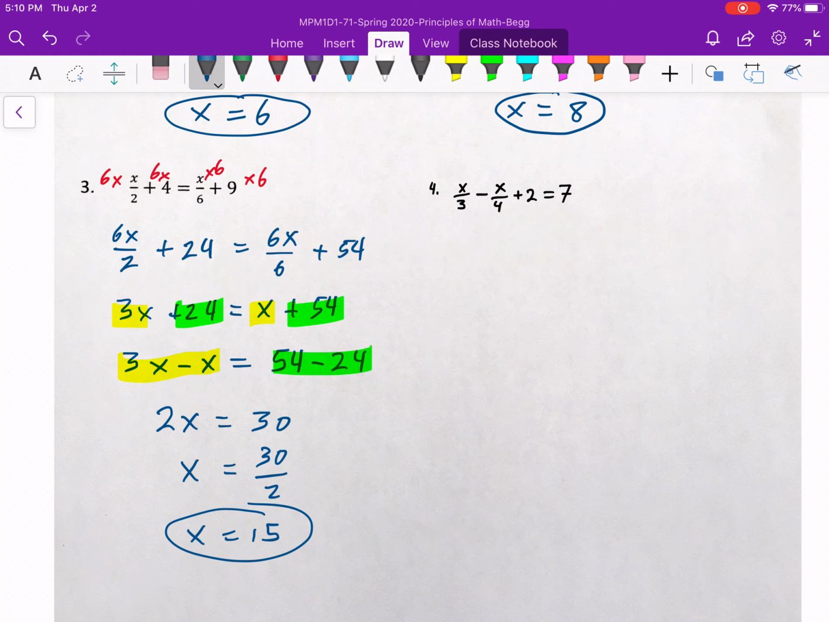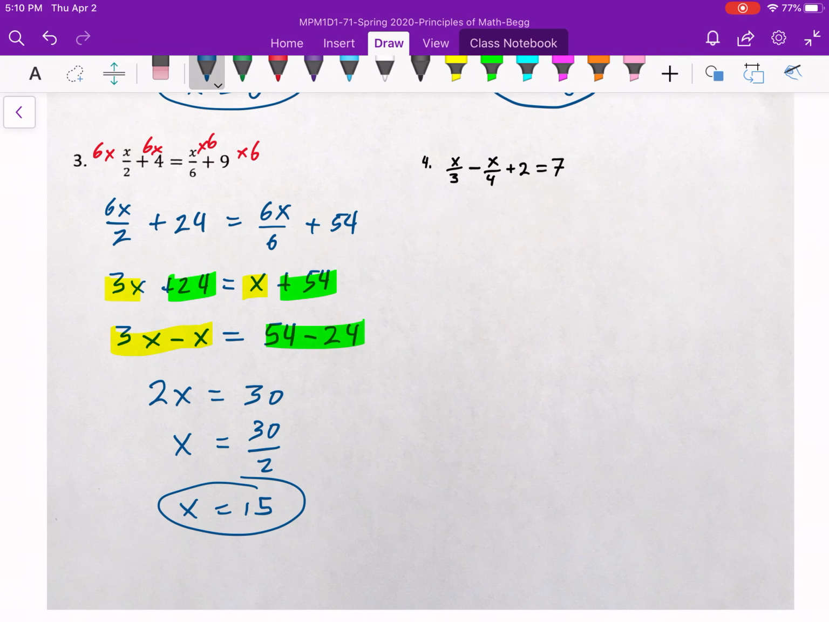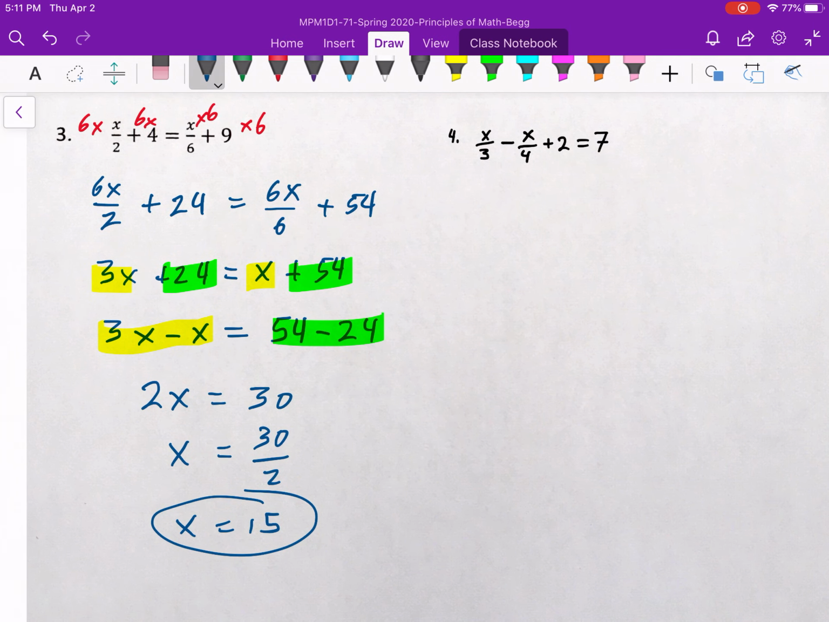All right, and then same thing for the last one. I've added an extra one in here. You can see I've handwritten it in, but the approach is the exact same. I need to get rid of fractions first. What's the lowest common denominator for 3 and 4? Well, the lowest number they both go into is 12.